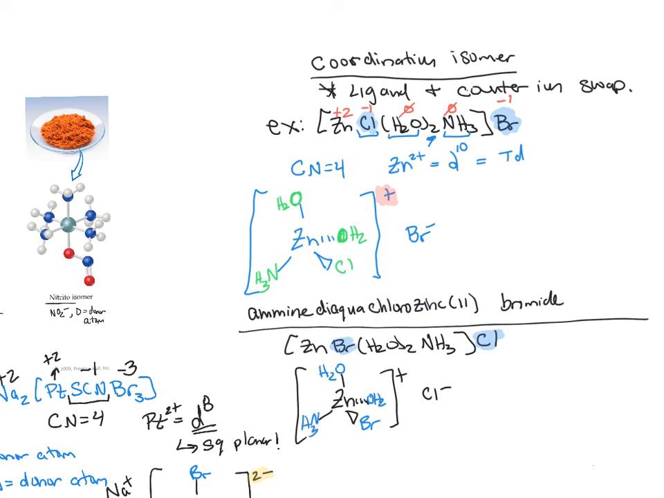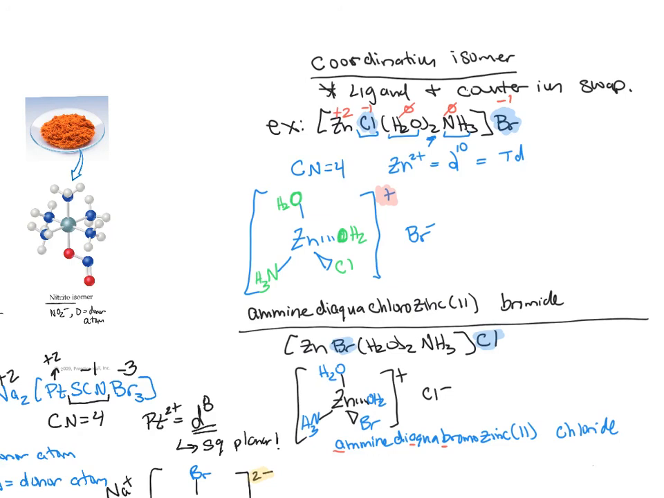And we would name this ammine, diaqua, bromo, zinc(II) chloride. Again, naming the cation before the anion. We're naming our ligands in alphabetical order, right? Not counting the prefixes.